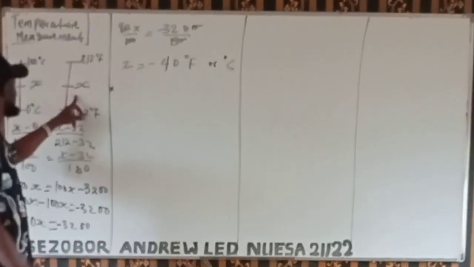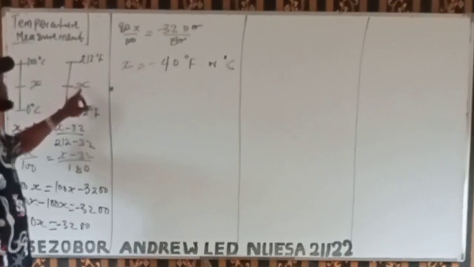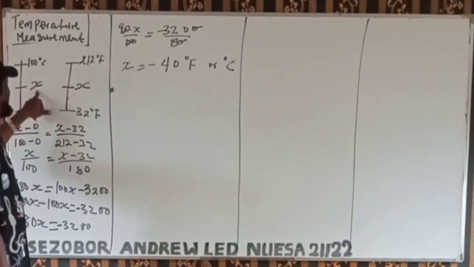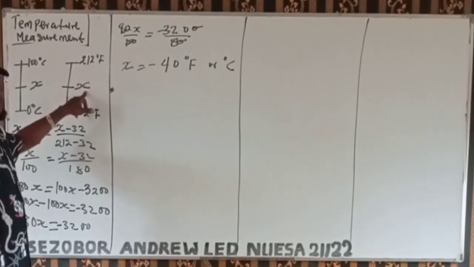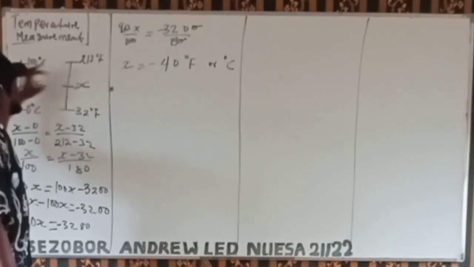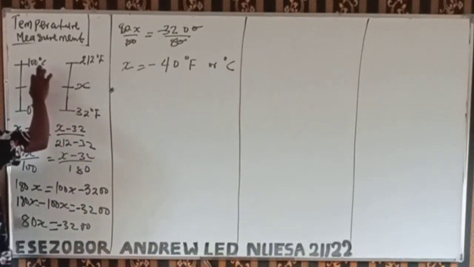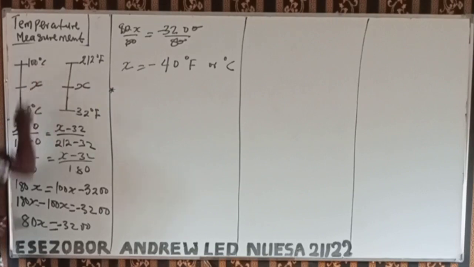So now they are the same. At what temperature will this one be reading double of this? For example, this one is reading x, this one is reading 2x. So at what temperature will this reading be double of that reading? That's what I'm trying to look at now.